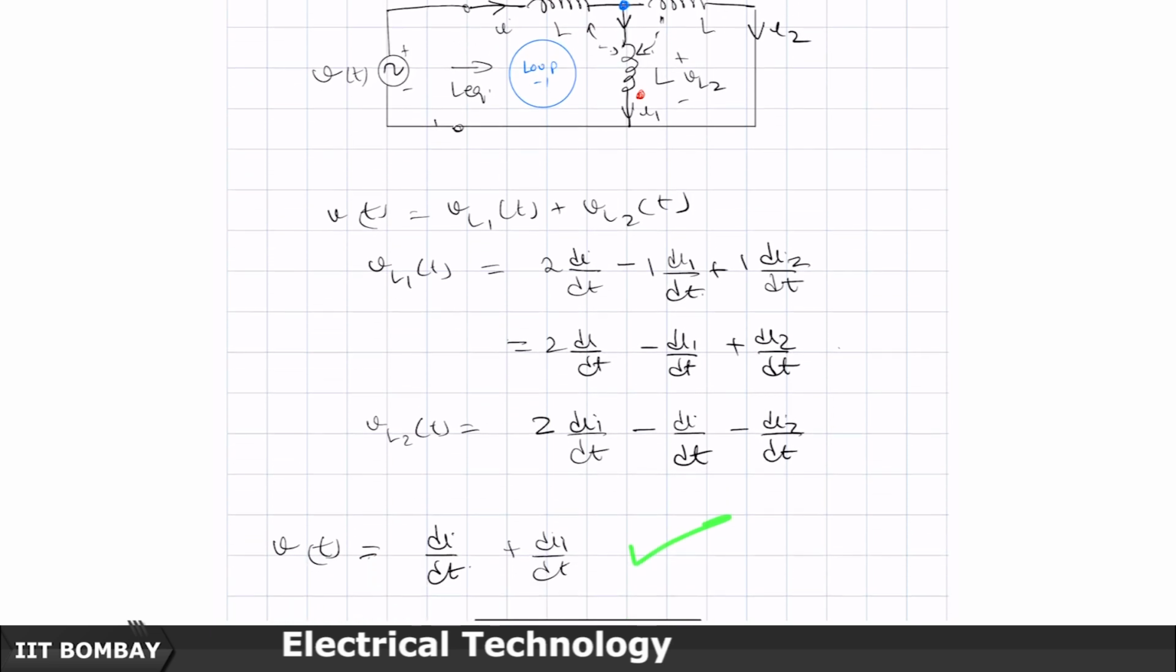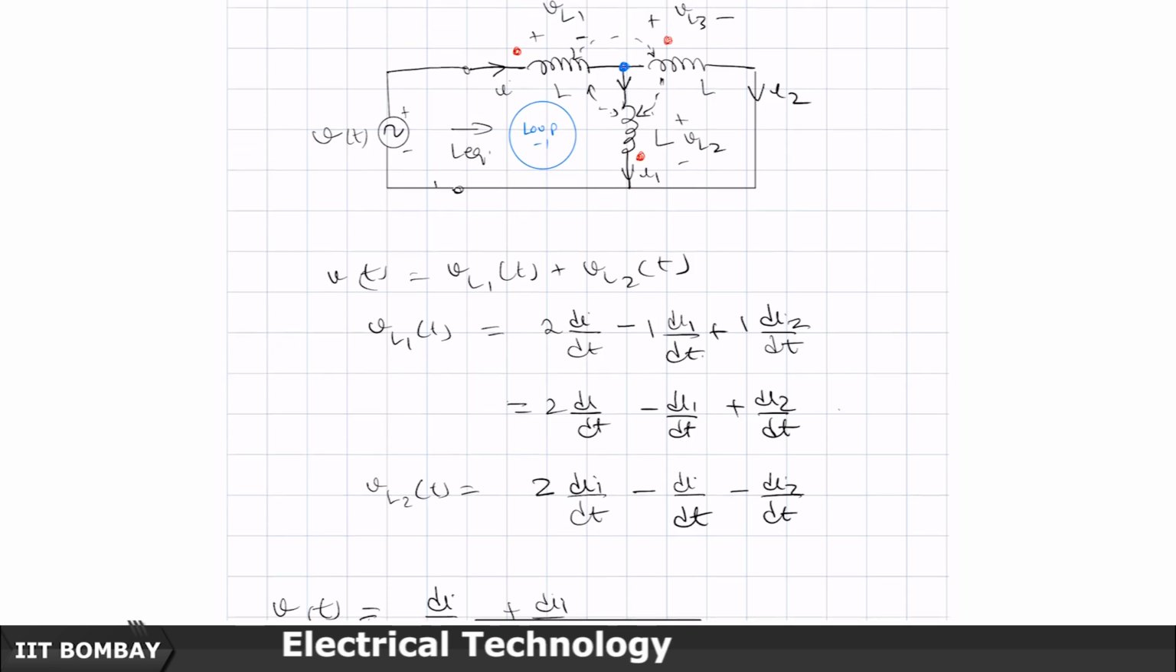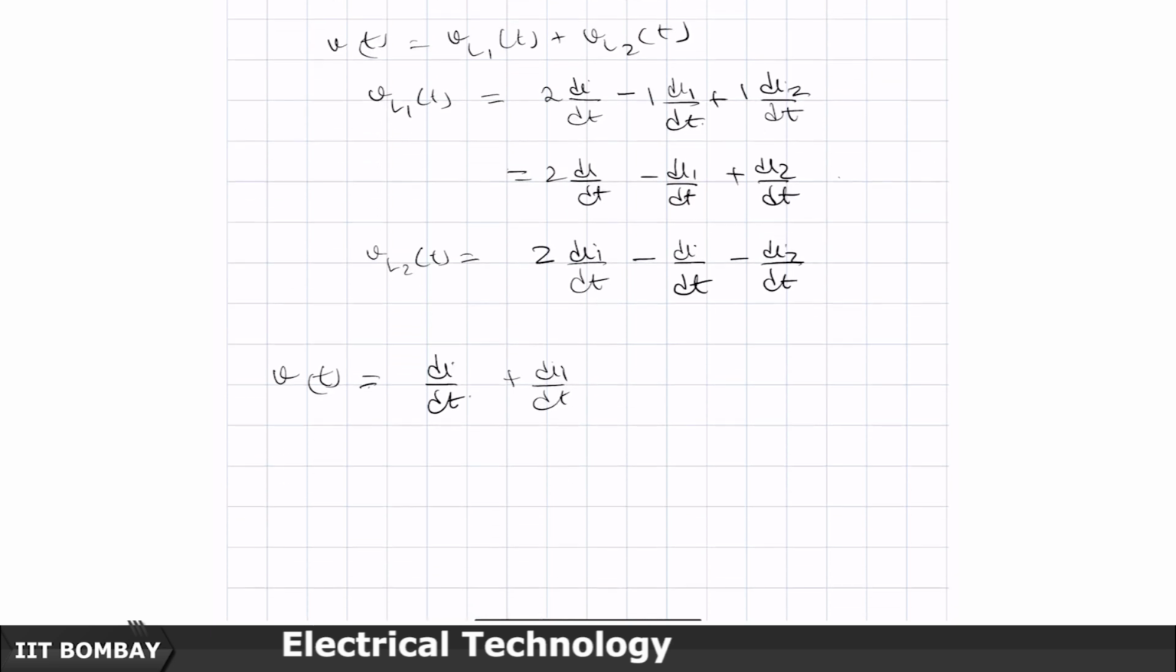Now, you may wonder why di2 by dt has not come into picture. Conceptually, the mutual inductances are all the same. So, it induces 1 di2 by dt drop in this, which is a drop because current I2 is entering here. So, plus and minus will come here and it will be a drop. But the same 1 di2 by dt is also induced in this inductor, but here it comes as a rise. So, when I traverse the loop, once the same mutual induction drop comes as a drop, and once it comes as a rise. So, it cancels out and I get V by 2 equal to di by dt plus di1 by dt. Let me call this equation number 1.